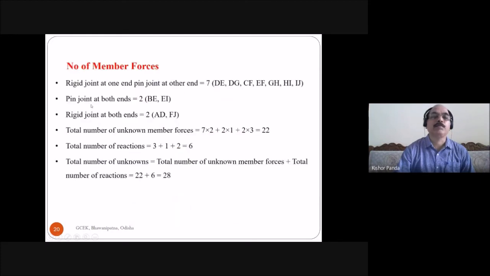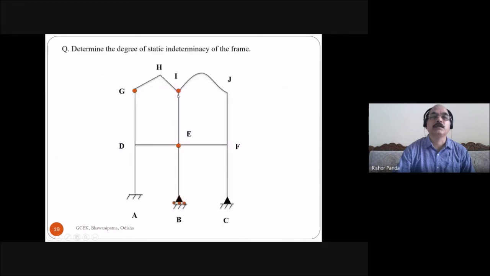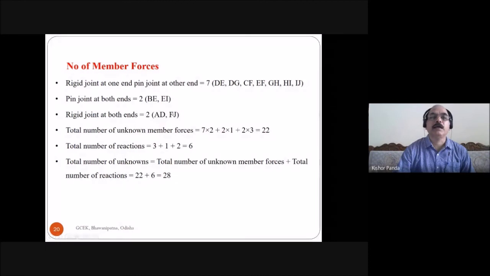Then find out pin joint at both ends, 2 members. Here you see this is a pin joint, this one, and this is a pin joint, this one. 2 members, IE and EB. This is pin joint at both ends.